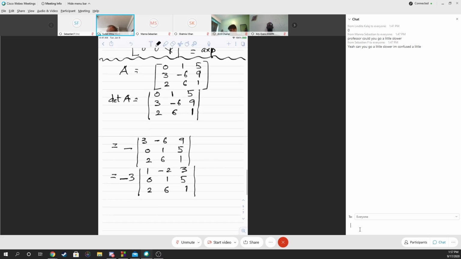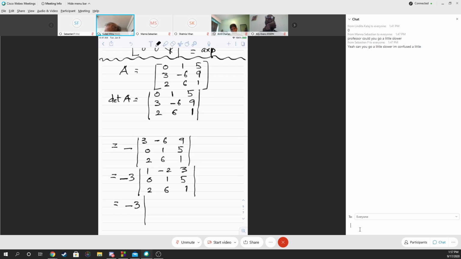Okay, I'm almost there. I just want to make this 2 zero. See? This 2 I want to make it 0. So how will I do this? There's a very easy way to do this. Multiply the first row by minus 2, add it to the third row. Look at my pen.